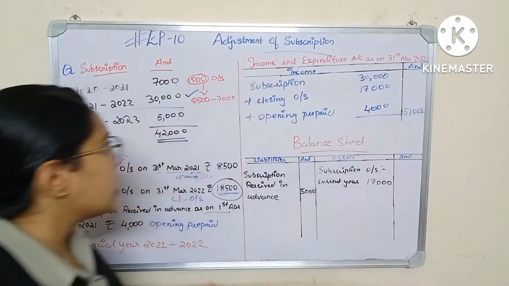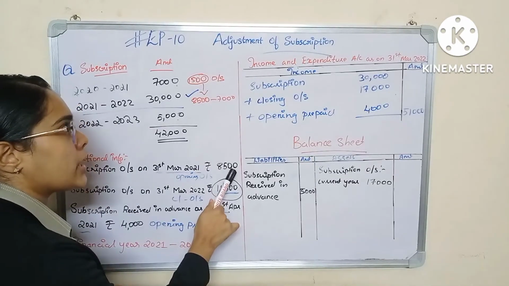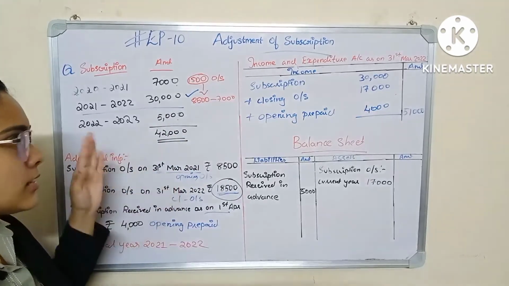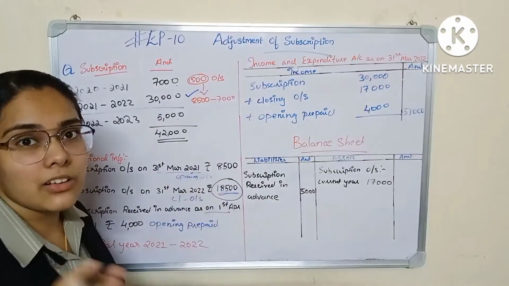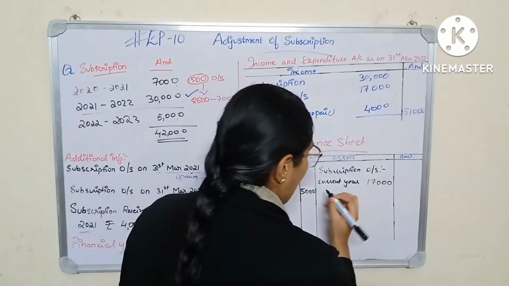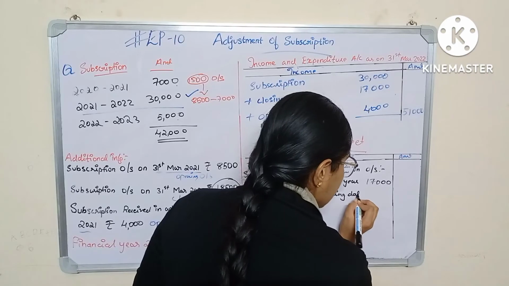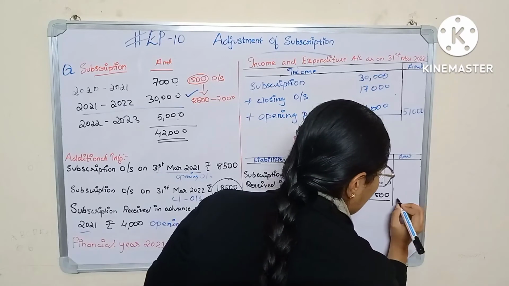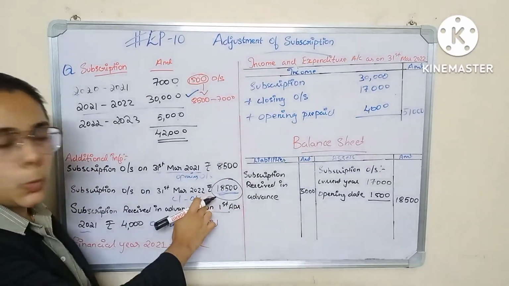Then you have the opening date. Opening date, you have an outstanding which was 18,500, and out of that 18,500 you received 7,000 during the current year. Let it be, it may be for the previous year, never mind, you received 7,000. Again 1,500 is still remaining to be received, so you will add that with this closing outstanding. So for opening date, it is how much? 1,500. So you will add that. Okay, and you will get a total of 18,500. This is the amount given in the question.